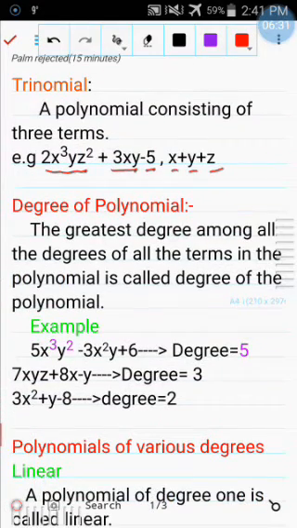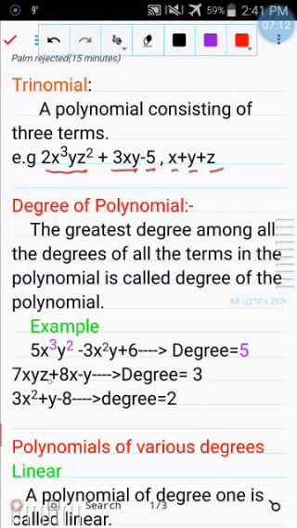Next we will discuss degree of polynomial. The greatest or the highest degree among all the degrees of all the terms in the polynomial is called the degree of polynomial. For example, 5x to the power 3, y to the power 2 minus 3x to the power 2y plus 6. Here the degree of polynomial is 5 because x and y are in the form of multiplication, so we add the powers, so 2 and 3 which is equal to 5. So the degree in this case is 5.